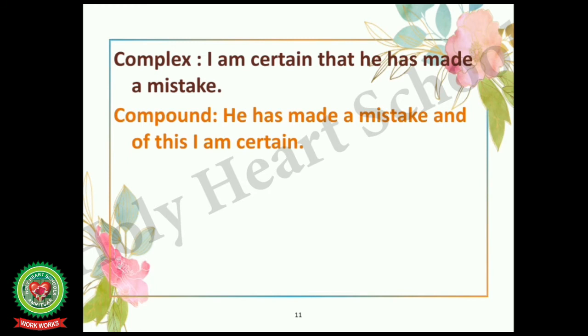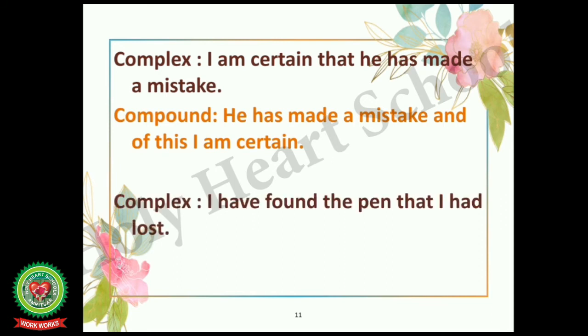So here we can use the coordinating conjunction and our answer will be, he has made a mistake and of this I am certain. Next example, I have found the pen that I had lost. Children, in this statement we have two contrasting clauses.